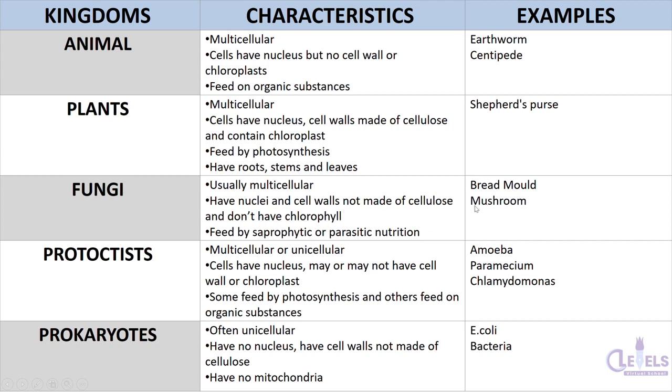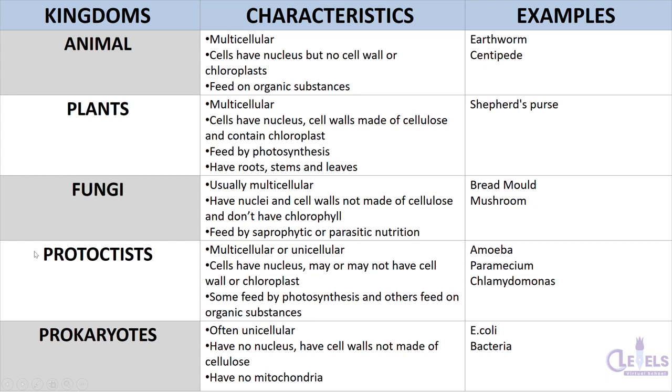And we know that there are certain poisonous mushrooms as well. So these mushrooms or fungi usually have parasitic nutrition, because if you think of a poisonous mushroom, think that it is undergoing parasitic nutrition.